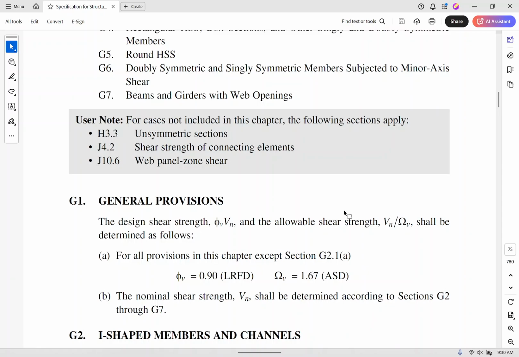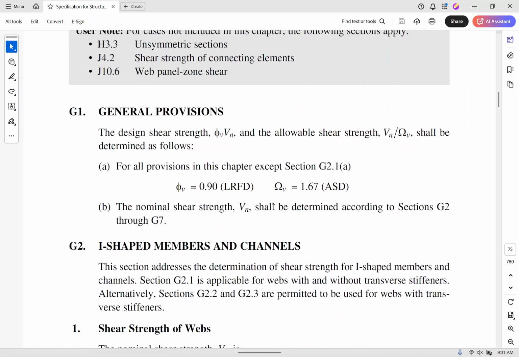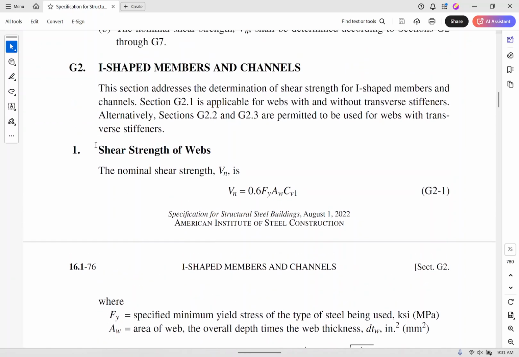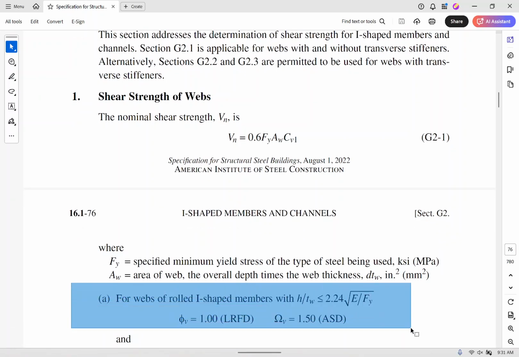Now I'm not going to scroll to it here on the screen because I want you to help me out. So somebody tell me, what do I need to do in section G2.1(a)? Somebody tell me. Compare h over tw to 2.24 times the square root of E over Fy. Okay. So now that you said that, now I'm going to scroll. I know, I'm dramatic. Okay. So here's G2, here's G2.1, and here's G2.1(a), and we're in this part right here. And so it says, for webs of rolled I-shaped members with this, phi is 1.